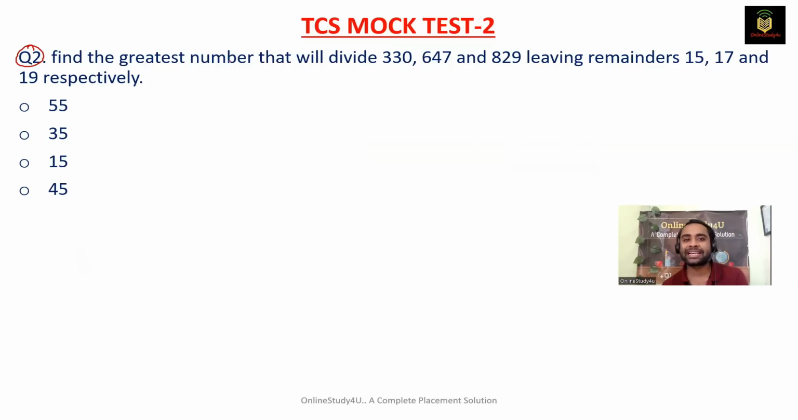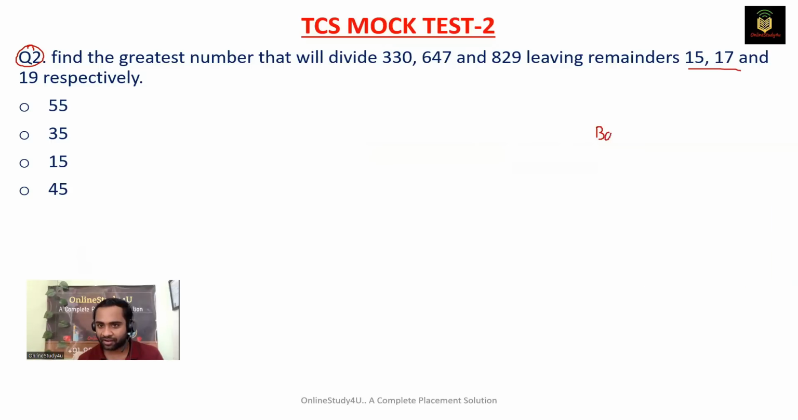Now find the greatest number that will divide this, leaving remainders of 15, 17, and 19 respectively. So let us try to understand from the very basics. Okay, now if I say 9, if you will divide by 2, then what will be the remainder? Remainder will be 1. Agreed or not? So 2 4s are 8. So 9 if I will divide by 2, 2 4s are 8, and remainder will be 1.